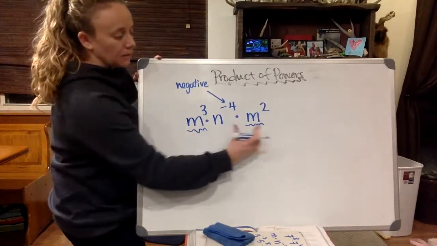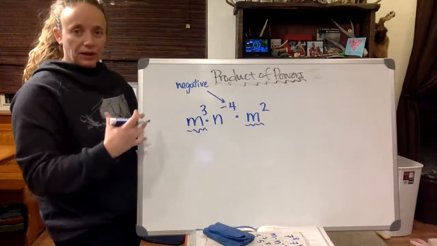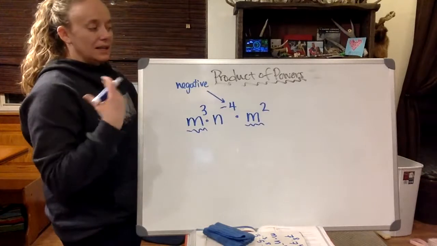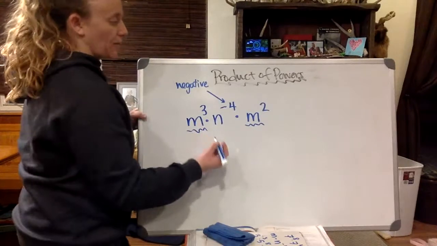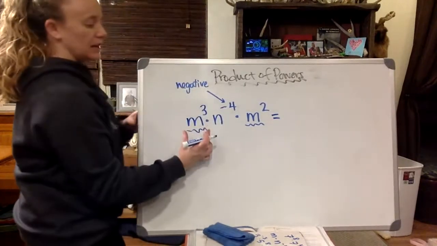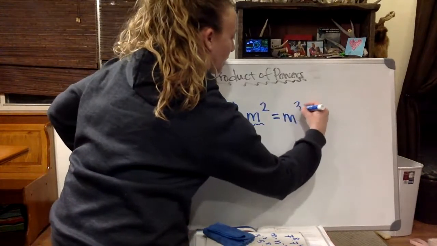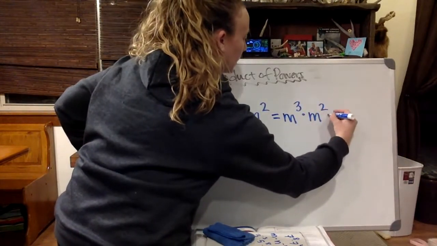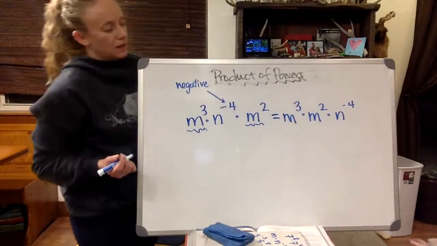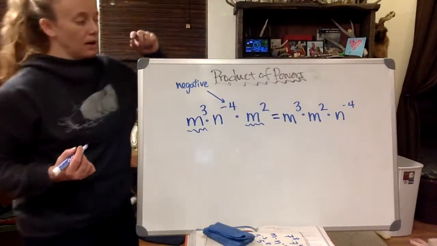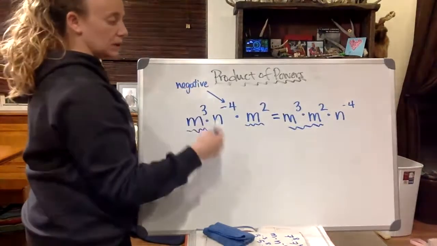Let's first deal with these m's. When we have multiplication, we can move things around. We have all multiplication here. Same thing works with addition. I can move stuff around with the commutative property. We've looked at that before. So I can move this m to the third and the m squared next to each other. M to the third times m to the second times n to the negative fourth. And I can rewrite it just like that. Okay? So m to the third times m squared, I can do that math based on what we just learned.